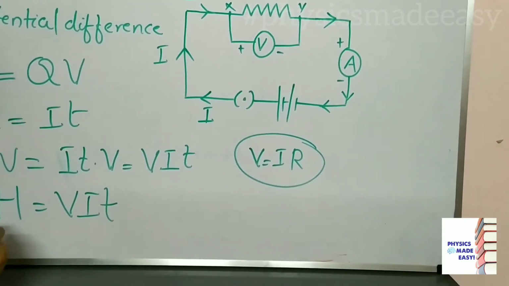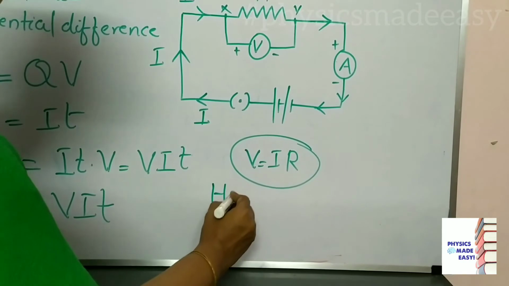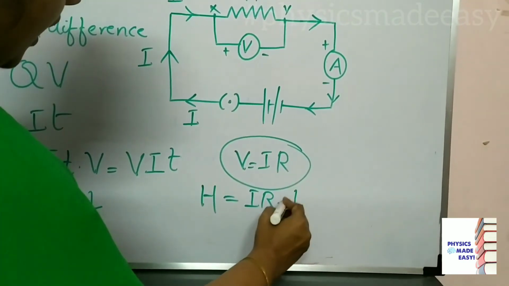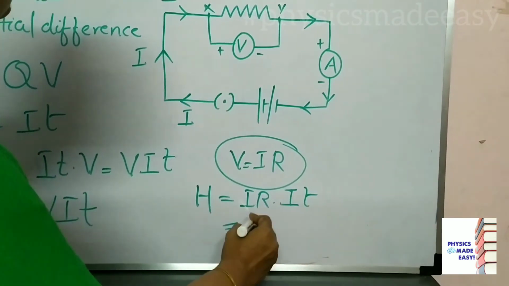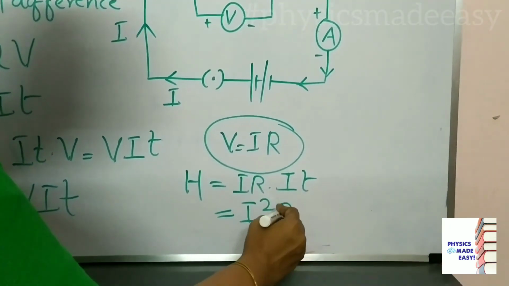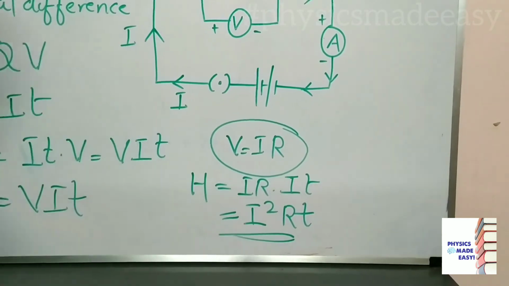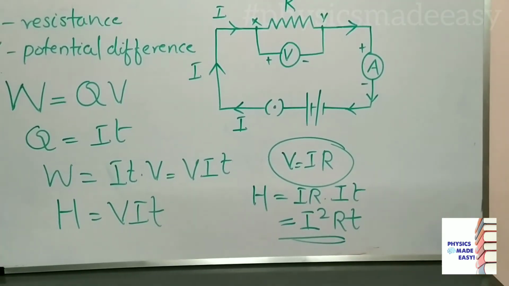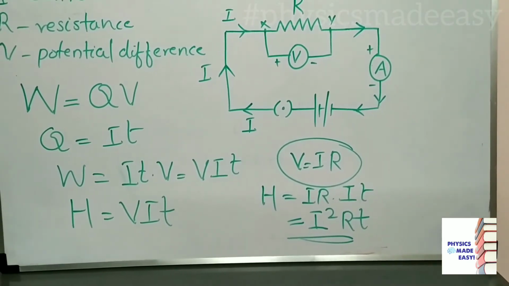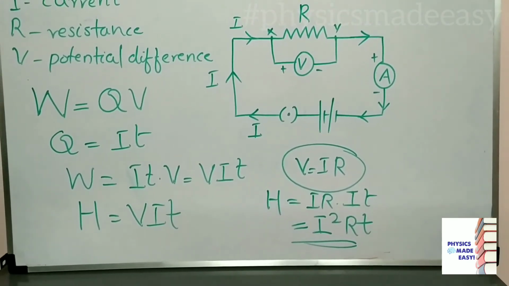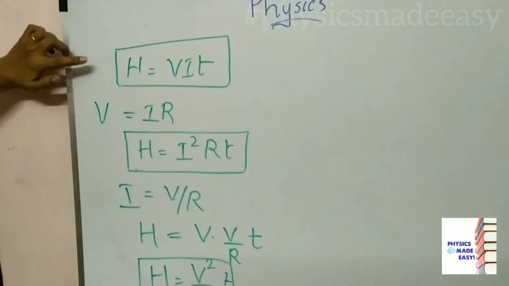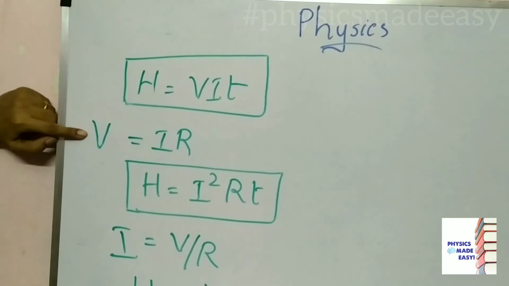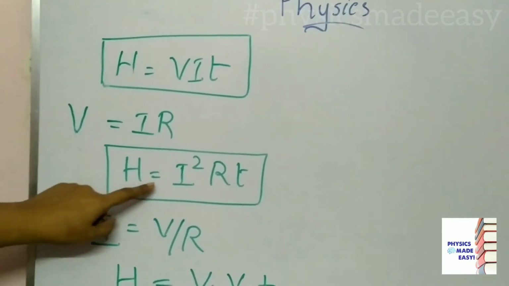Then substitute this V is equal to I into R in this equation, H is equal to VIT. Then you will get H is equal to I R into I into T. So from this you can write I squared RT. So here we are getting this equation as H is equal to I square RT. Children, that's why there I put K is equal to 1. Listen here, H is equal to VIT you know. Then if you are substituting V is equal to IR, you will get that H as I square RT.